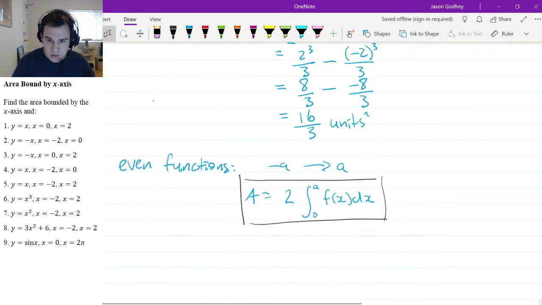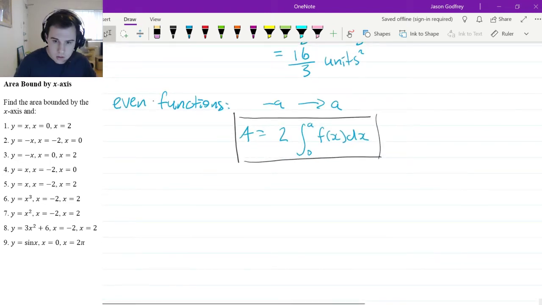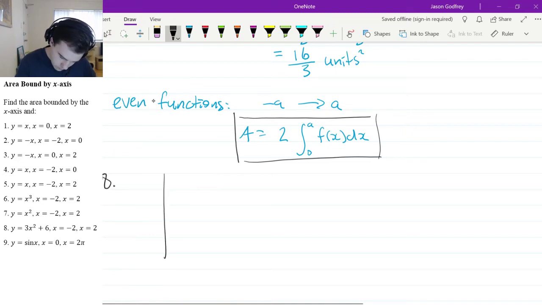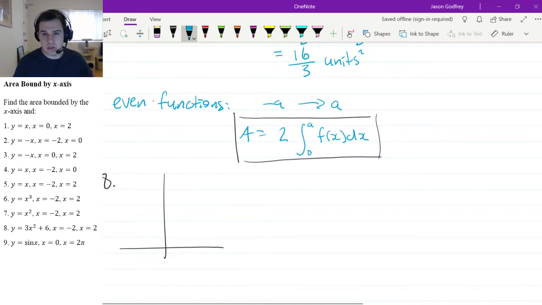So question 8, very similar to question 7, but we'll just try using this approach instead. So what do we got? Question 8. 3x squared plus 6, so this is going to be a parabola. What does the 6 do? The 6 is going to move it up 6, and the 3 is going to make it steeper. So it's going to look something like this.